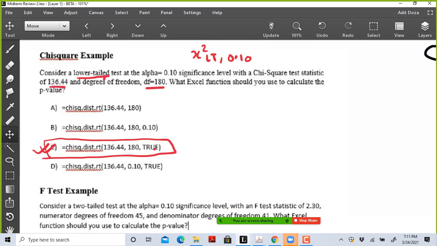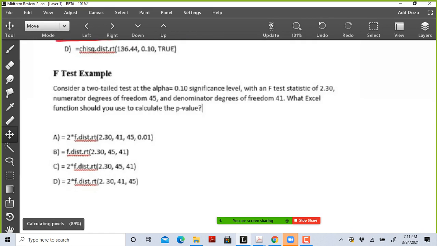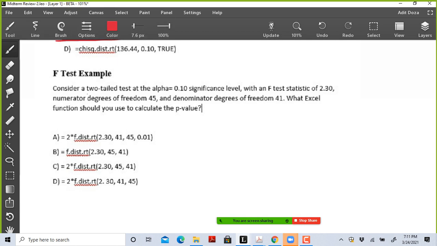Okay, let's do an example for the F-test. Consider a two-tailed test at alpha 0.1 significance level with F statistic of 2.30, numerator degrees of freedom 45, denominator 41. What Excel function should we use? And this is a two-tailed test. So two-tailed means it always has to be multiplied by 2, right? So B is automatically cancelled because it doesn't have multiplied by 2. So I eliminate one choice already.